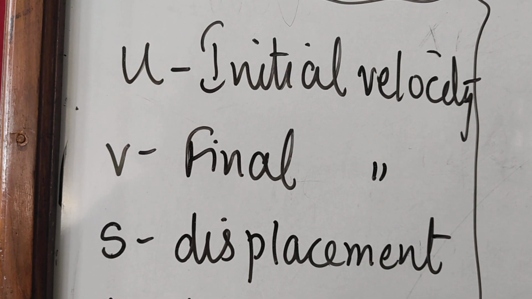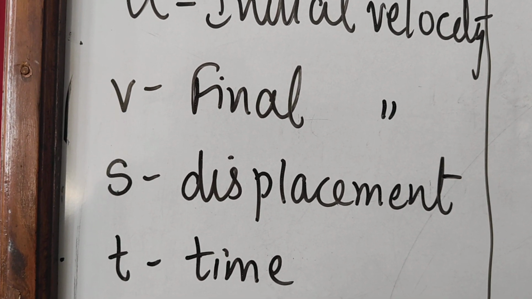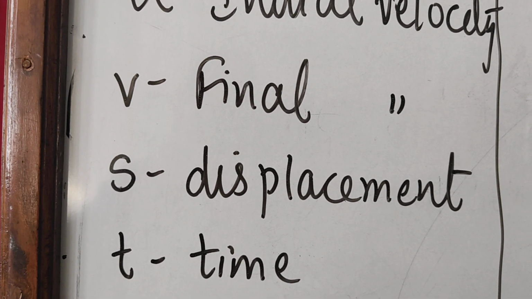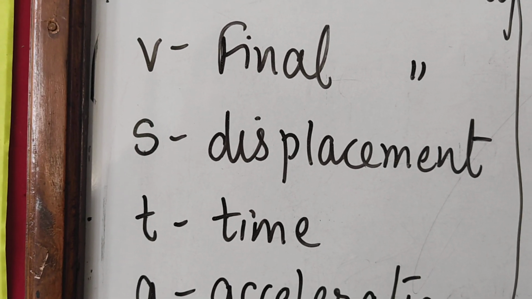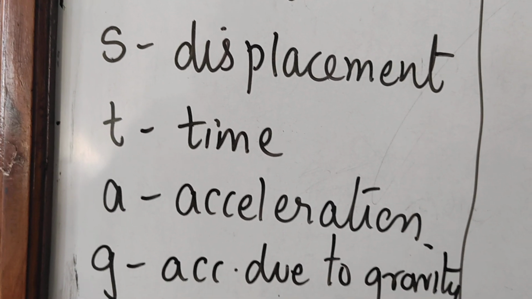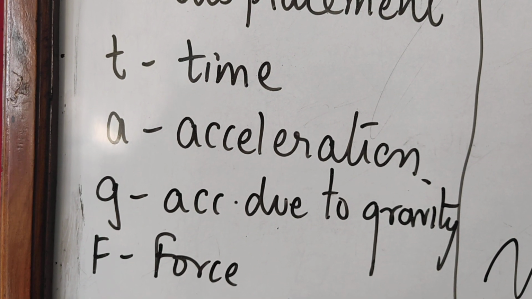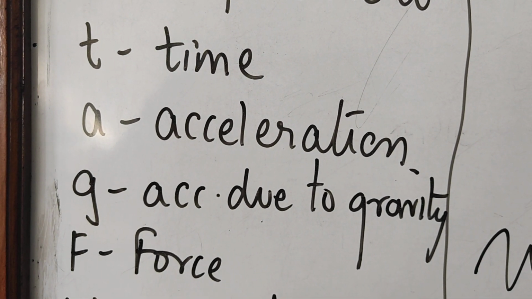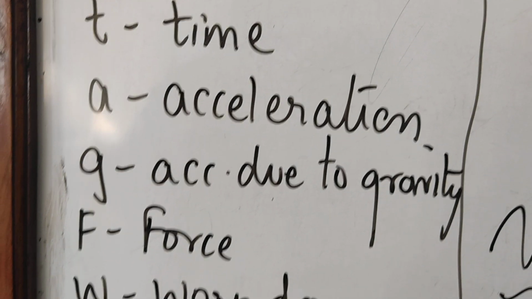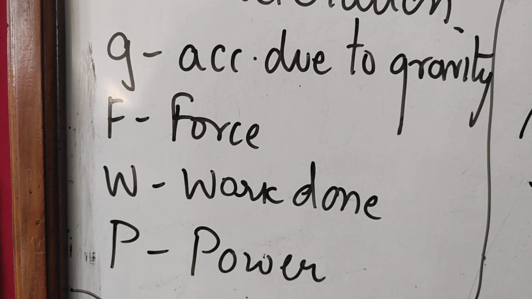So U is a symbol for initial velocity, V is a symbol for final velocity, S is a symbol for displacement, or it can be distance also in case of straight line motion, as distance and magnitude of displacement are equal. T is the time during which this velocity change takes place, or we can say T is the time during which force is applied. So F is a symbol for force, and A is the acceleration produced by this force. When this force is the force of gravity acting on the body, then G is acceleration due to gravity. W is work done. P is power.